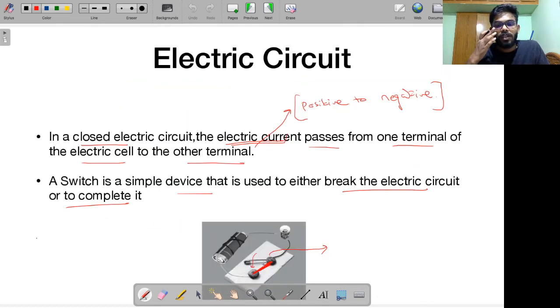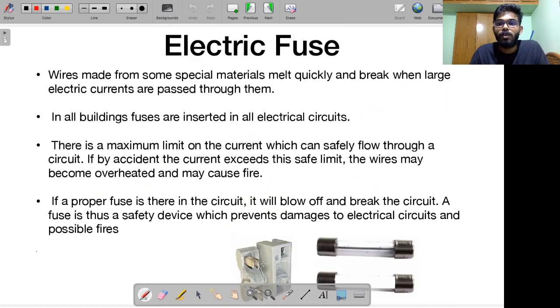Alright. Along the same lines, let's try to discuss something that is called an electric fuse. In olden times, you might have seen something like this. You might have seen this in many devices. These are called fuses. What exactly are fuses? There are some wires that are made from special materials. These melt very quickly and they break the circuit when large electric currents flow through.